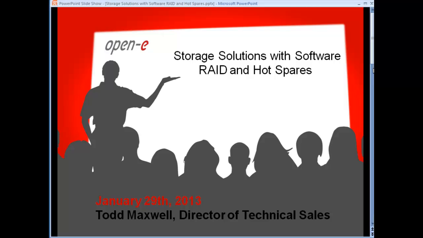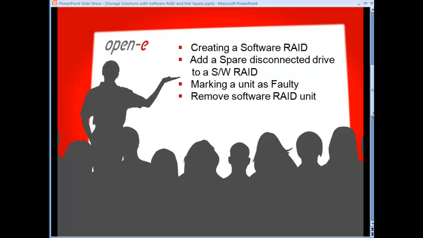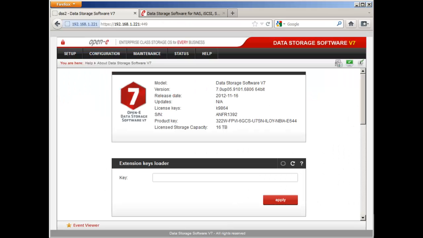What we're going to be going over are some real simple subjects on the software RAID. We're going to create a software RAID, showing the different settings. Then we're going to add a hot spare and show a disconnected drive to the software RAID. Then we're going to mark a unit as faulty and remove it from that software RAID unit. And then, of course, we will delete the software RAID and show a couple other things that are important. So without any further ado, let's go right into the DSS.